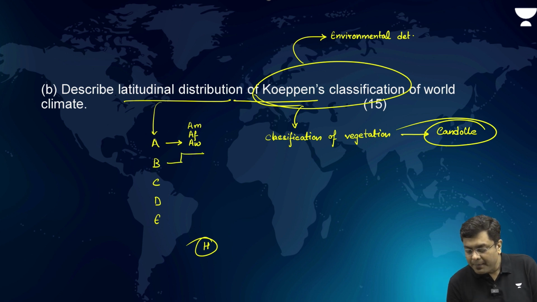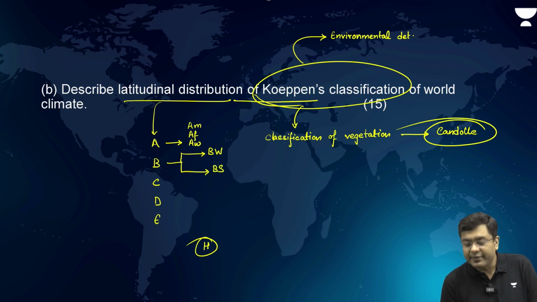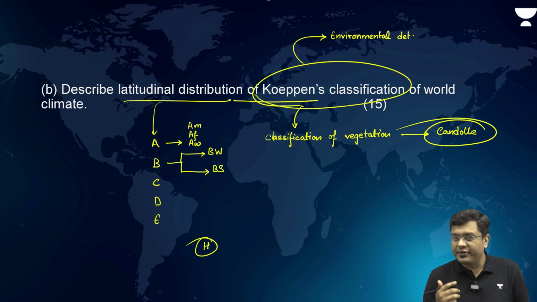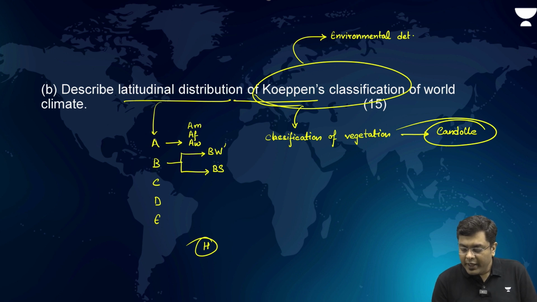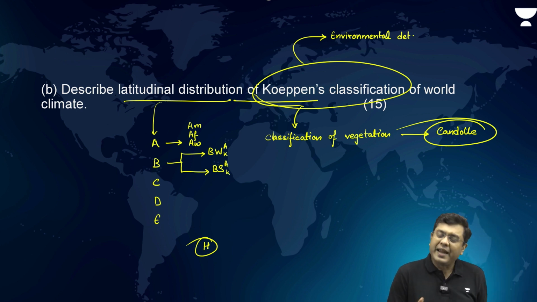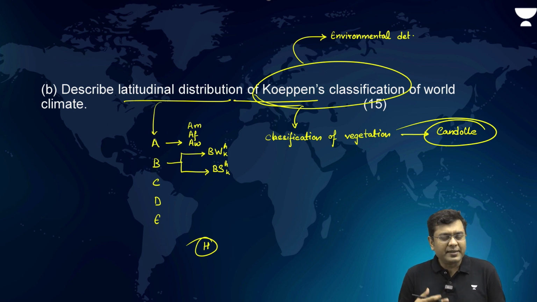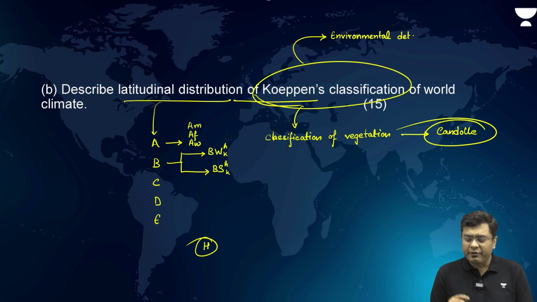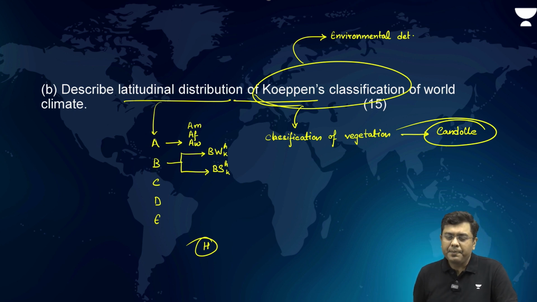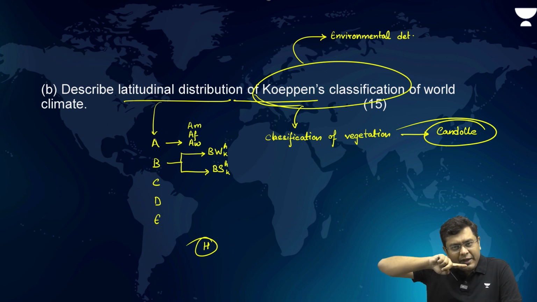There again, a broader classification of BW and BS, that is deserts and the steppe or the semi-arid region. Now, these are divided into BWh and BWk, BSh and BSk depending upon the temperature. Like that, even C: Cfa, Cfb, Cs, then like that you can go for the classification even for D, and EF and ET.